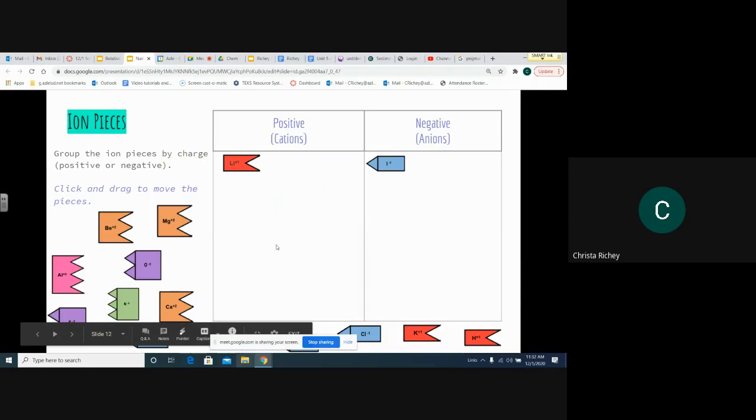Now, I actually have this in paper form, but because of COVID, we can't let you touch stuff. Okay, but I literally have this. I don't know where I put it. Right there. No.